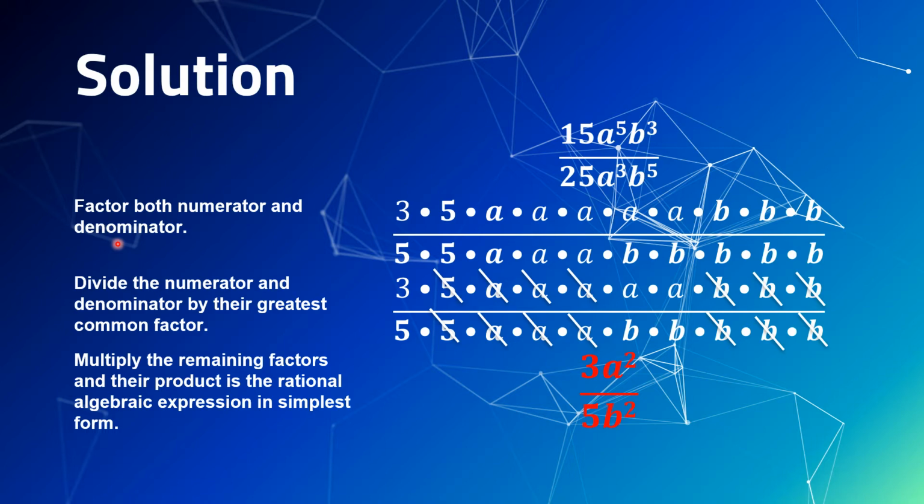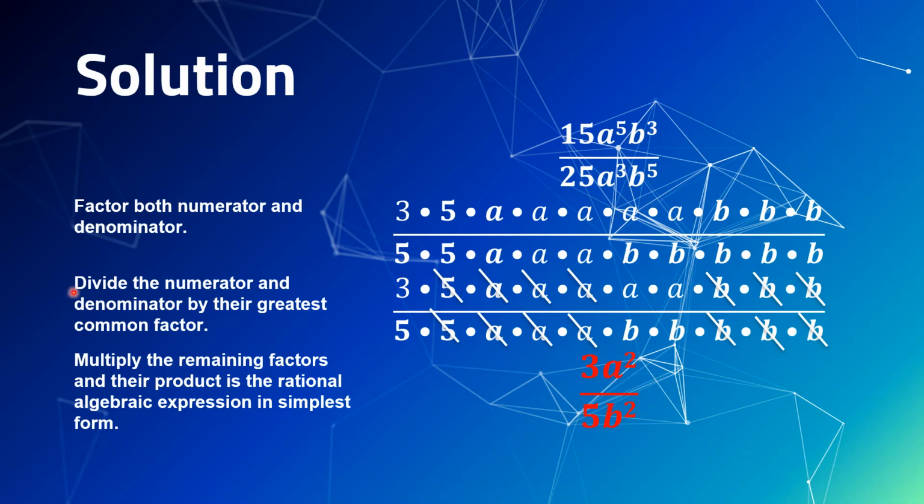In factoring, you have to make sure that you factor the numbers using prime numbers. So we have 3 times 5, that is equal to 15. 3 and 5 here are both primes. A times A times A times A times A, because A raised to 5 is the same as this. And then B raised to 3 is B times B times B, over 5 times 5, that is 25. 5 and 5 here are both prime numbers. A raised to 3 is A times A times A. B raised to 5 is B times B times B times B times B.